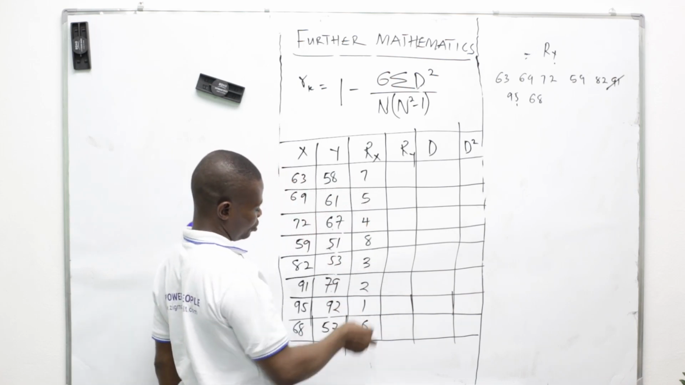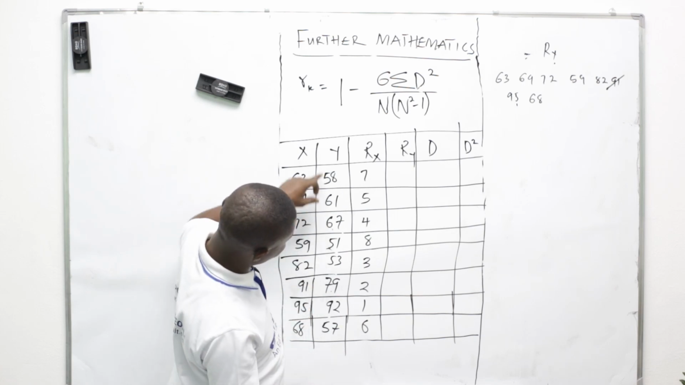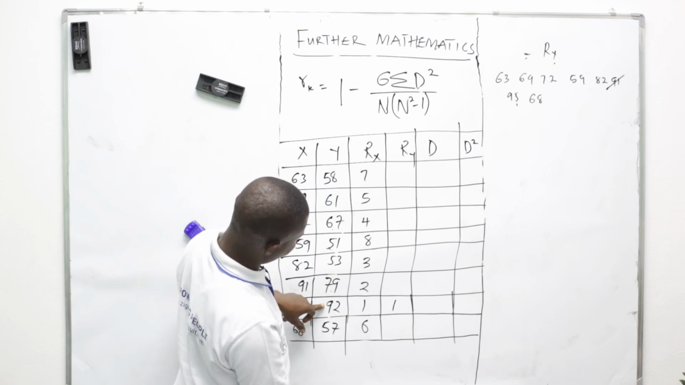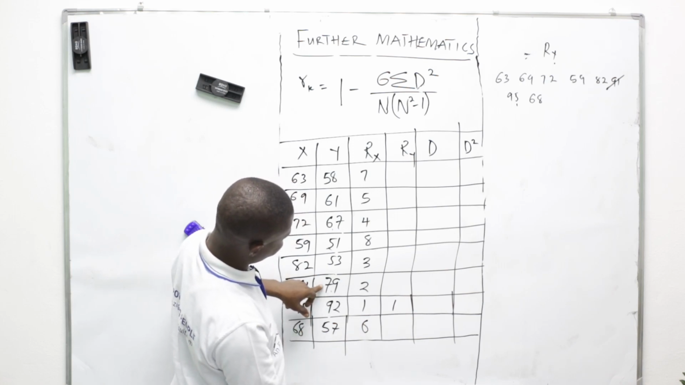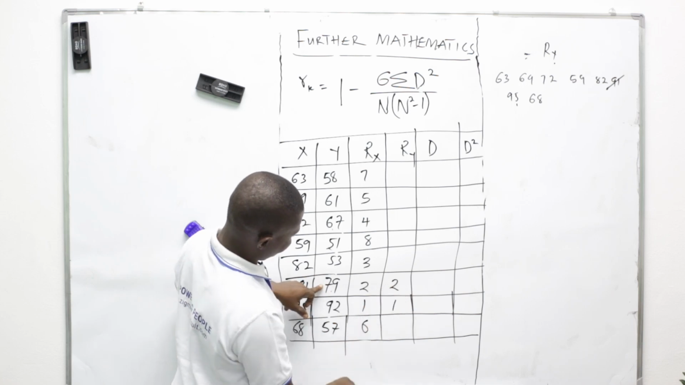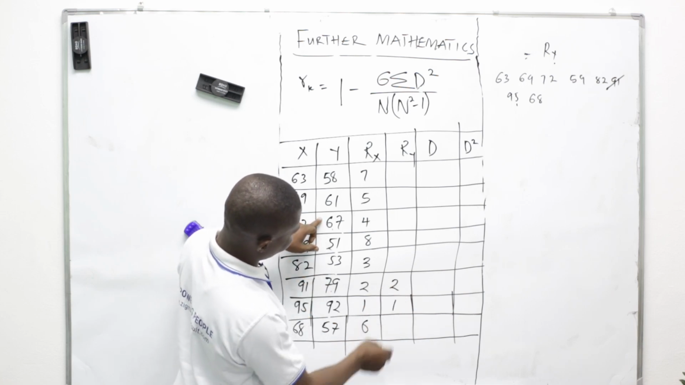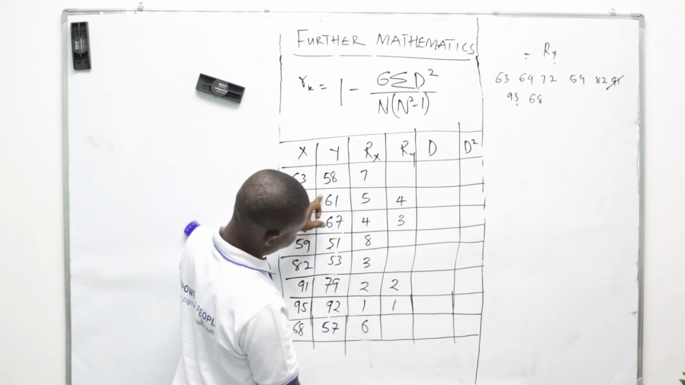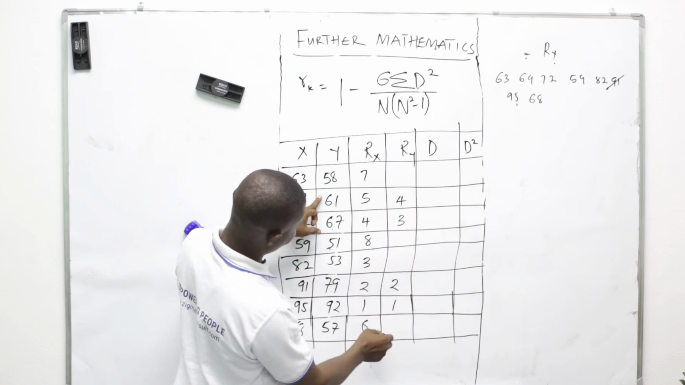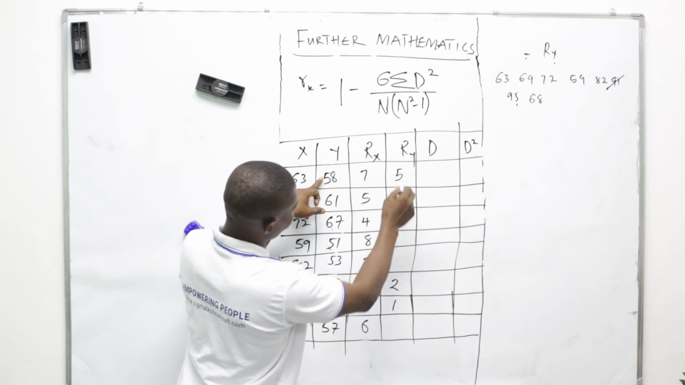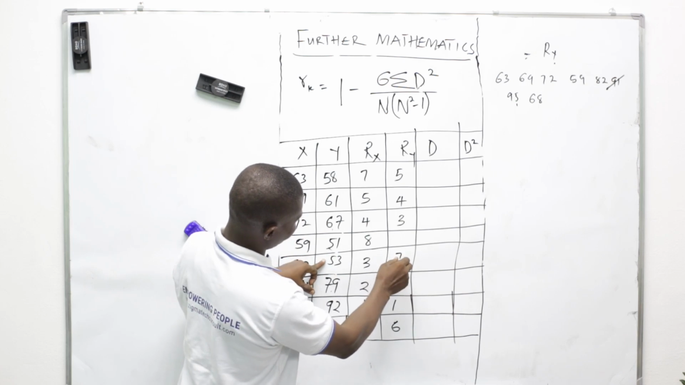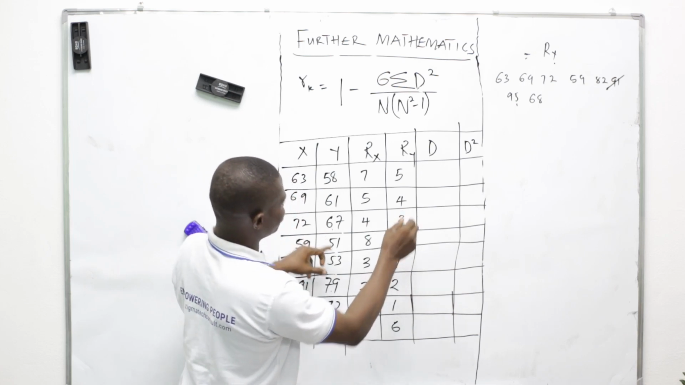Let's rank Y. The highest number here is 92. Rank it 1. Followed by 79, you rank it 2. Followed by 67, rank it 3. Followed by 61, rank 4. Followed by 58, rank it 5, 57 is 6, 53 is 7, 51 is 8.